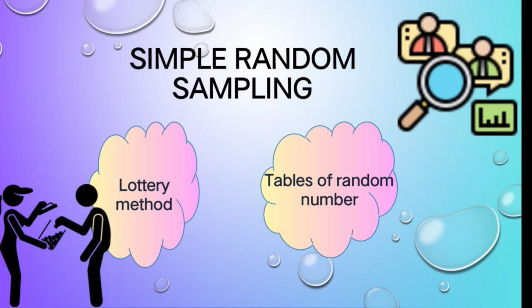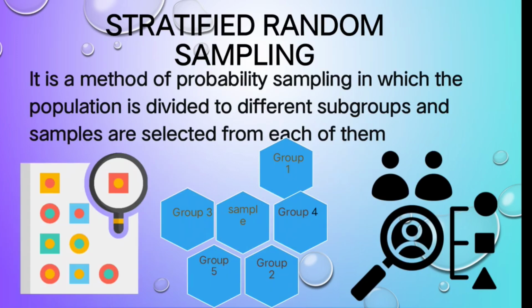Next is tables of random number. Tables of random number means I will arrange their names in an order, then randomly by the tables I will select the samples. Next is stratified random sampling. It is a method of probability sampling in which the population is divided into different subgroups and samples are selected from each of them.